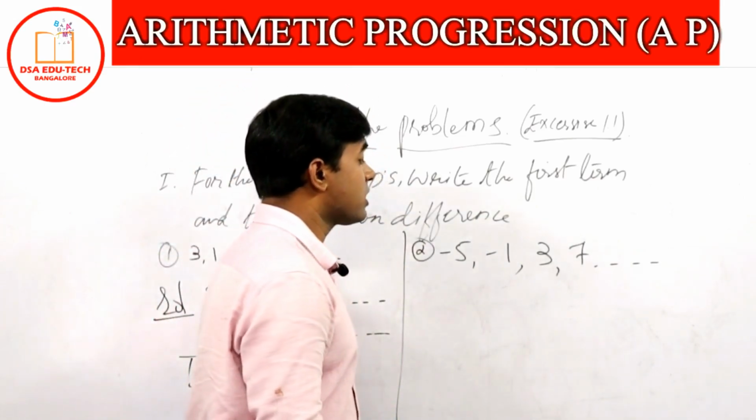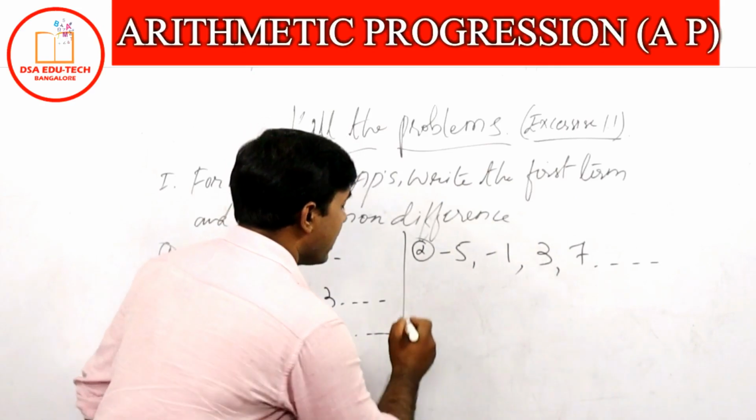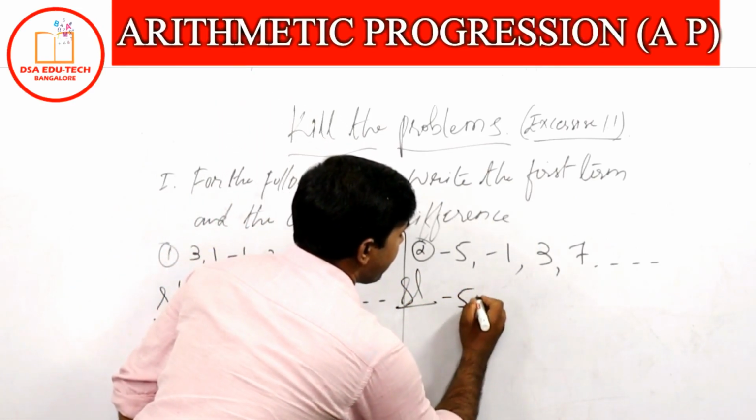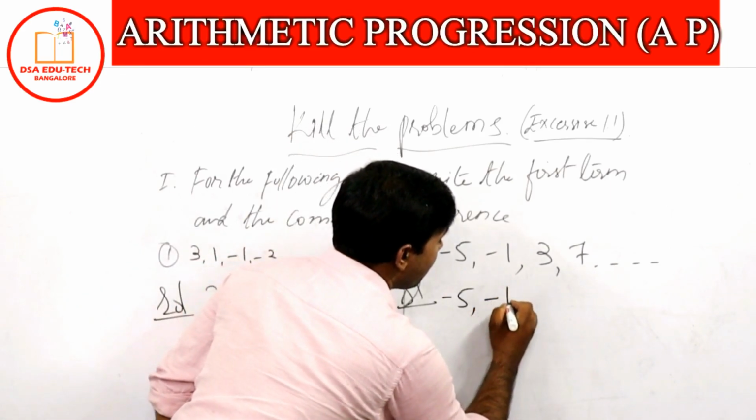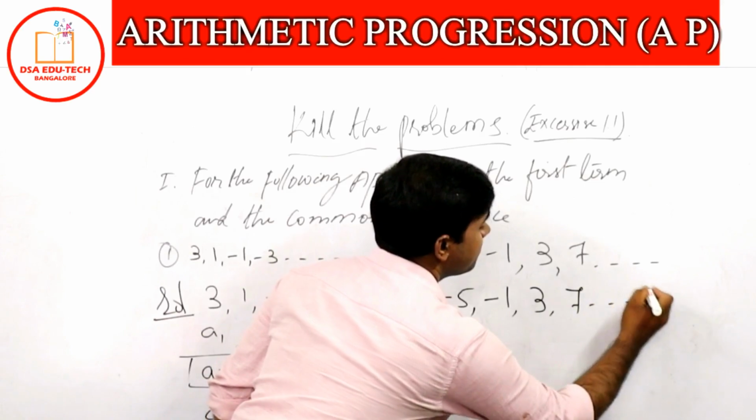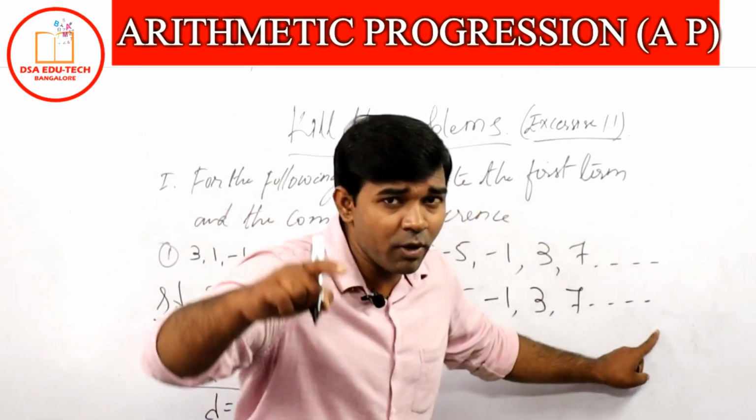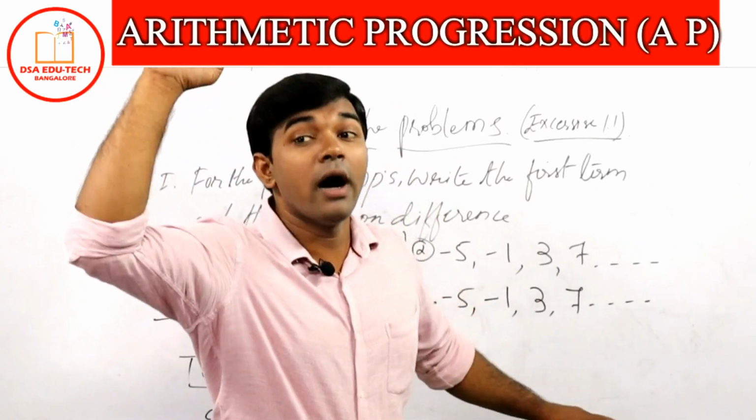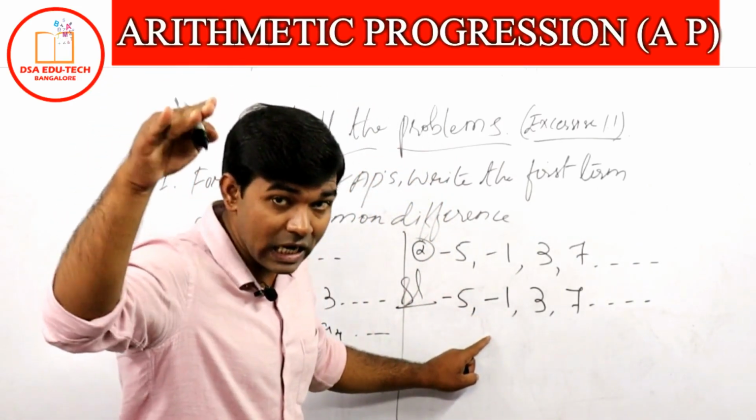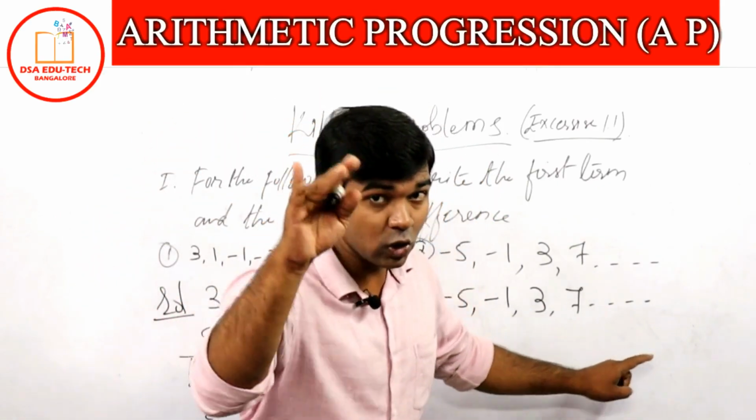So let me go to the second problem over here. Again the given problem, let me write the solution once again. I write over here minus 5, minus 1, 3, 7 and so on. One thing I remember when I write, what type of AP is it? Yes, infinite AP. Very good. Infinite AP, because there is no last term.